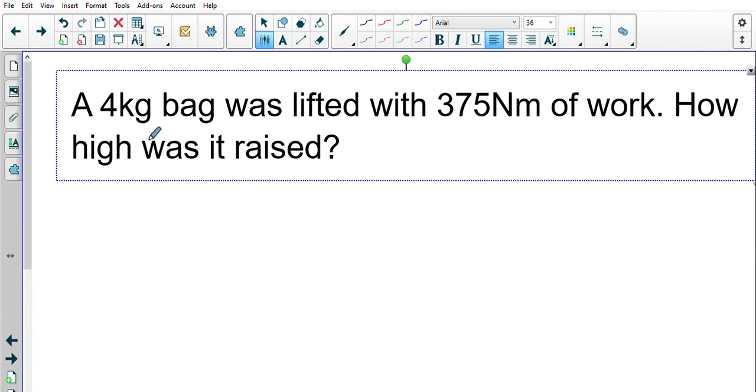A 4-kilogram bag was lifted with 375 newton meters of work. How high was it raised? All right, so here's 4 kilograms. Well, what do we measure in kilograms? That's the mass. It was lifted with 375 newton meters. Well, what do we measure in newton meters? Work. Oh, right, work. And then the question is, how high was it raised? So the height or distance is what we're looking for.